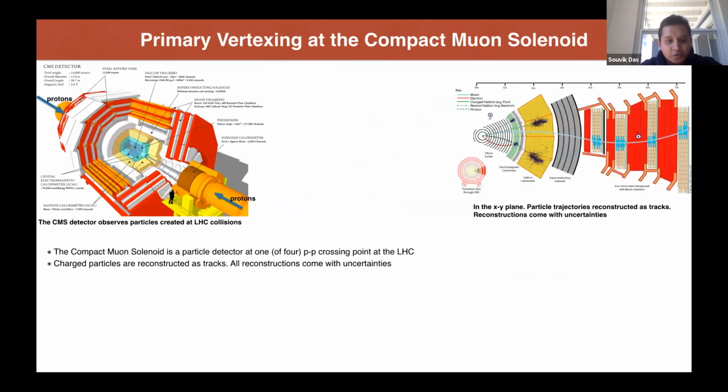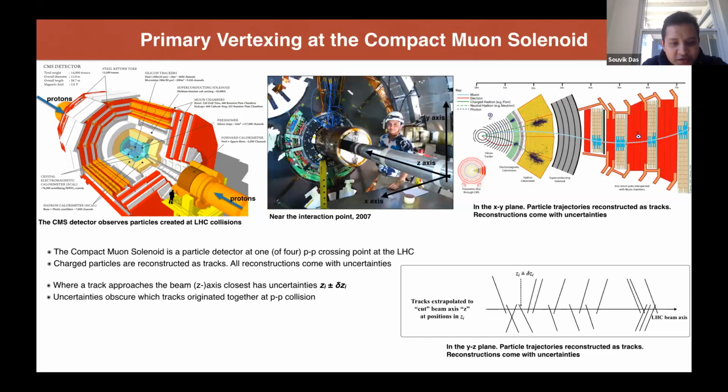Okay, so how do we do it? We have the CMS detector, one of the 4 detectors at the LHC. The one I work with is the Compact Muon Solenoid. I have shown here where the protons come in from the two sides and then collide in the middle, and the charged particles are all reconstructed as tracks.